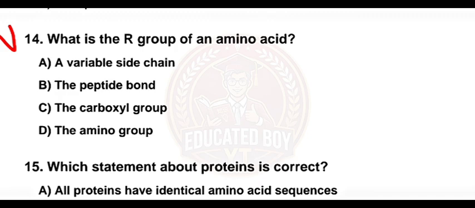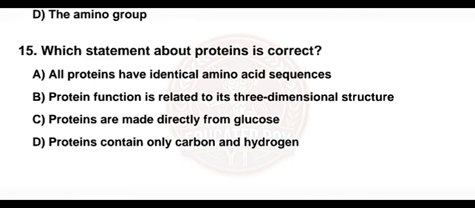Question number 14. Which is the R group of an amino acid? Option A, a variable side chain. Option B, the peptide bond. Option C, the carboxyl group. Option D, the amino group. Right answer is option A, a variable side chain.